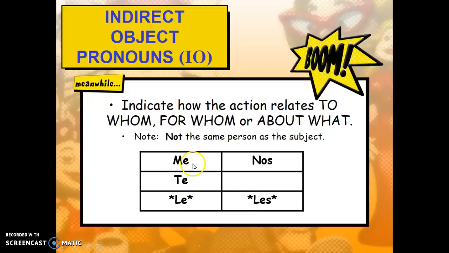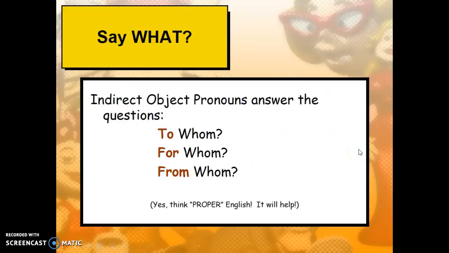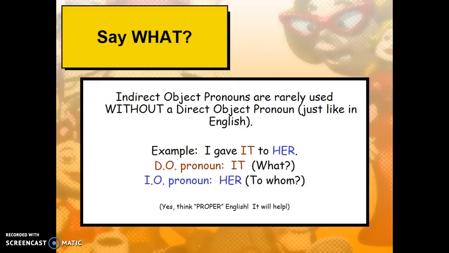So me meaning myself, te yourself, le him or herself, nos ourselves, and les themselves. Let's have some practice with this one. Again, it answers the questions to whom, for whom, or from whom. And again, yes, think proper English. It really does help. So indirect object pronouns are rarely used without a DOP, just like in English. And that's what we're kind of going to be working on in just a minute.